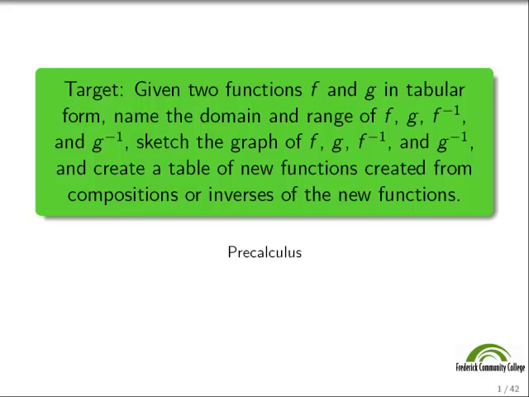Learning target. Given two functions f and g in tabular form, name the domain and range of f, g, f inverse, and g inverse. Sketch the graph of f, g, f inverse, and g inverse, and create a table of new functions created from compositions or inverses of the new functions. That was saying a lot. Let's take this piece by piece.